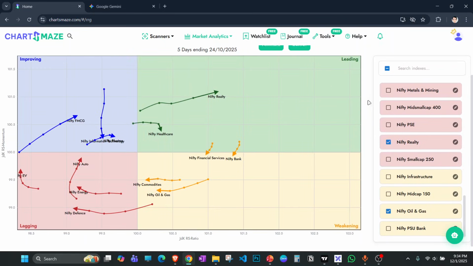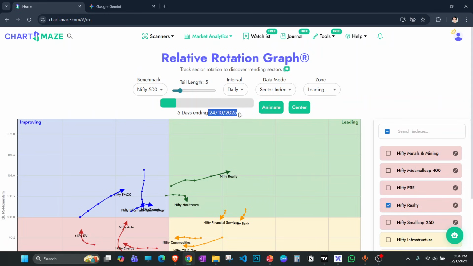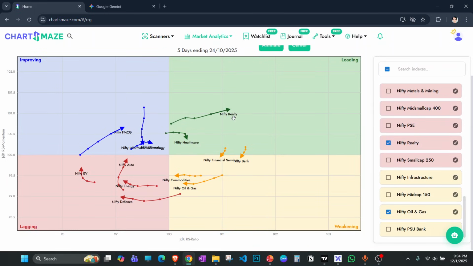So let's go back to the 24th, that is 24th October. Okay, so 1 month back, you can clearly see the Nifty Realty was doing relatively better as compared to the other sectors. And at that time, Nifty Defense was very down, Nifty Oil and Gas was very down, Financial Services and Bank and everything, and IT was still in the improving quadrant. Means that the relative strength is not there, but the momentum is slightly coming there, right?